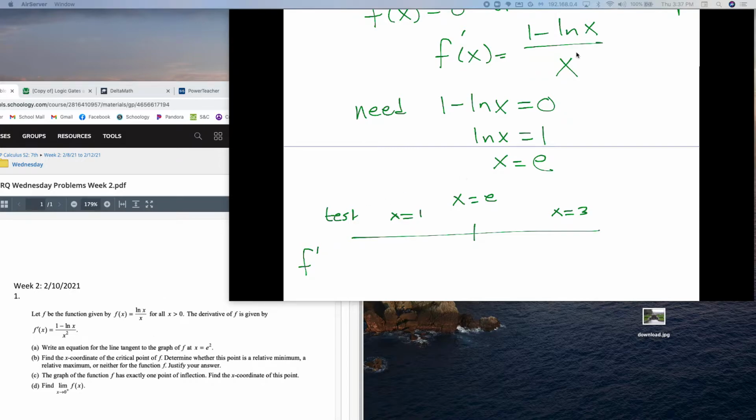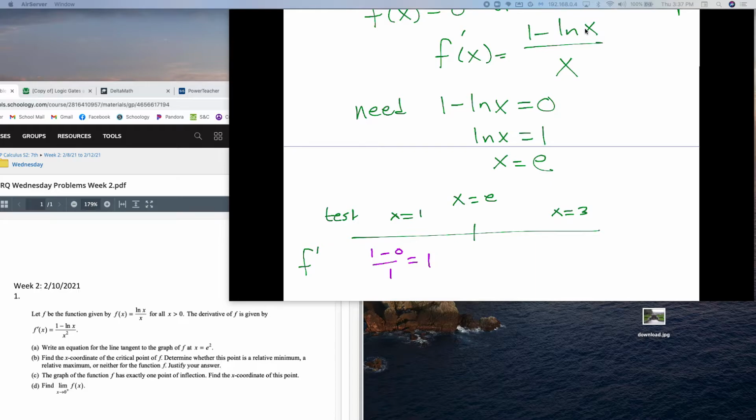So it's given right here. So x equaling 1. When x equals 1, you know from that graph that that's 0. So that would be 1 minus 0 divided by 1, or 1.